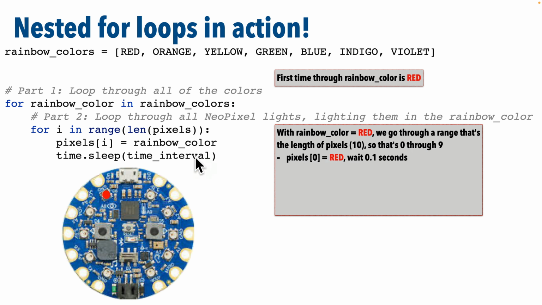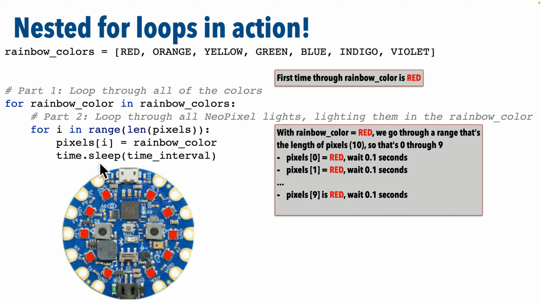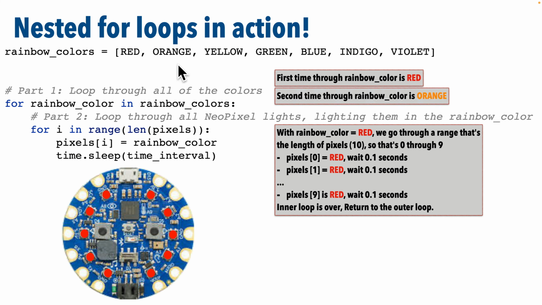Then we wait for the time interval, then we continue the inner loop, not the outer loop. The second pass of the inner loop has i equal to 1, so we light up pixels 1 in red. Then we continue 2 through 9, lighting up all of those lights in red. And after 9, we wait, then the inner loop is done. We've gone through it 10 times, which is the length of our range, so we move back out to the outer loop, and we get the next color, which is orange.